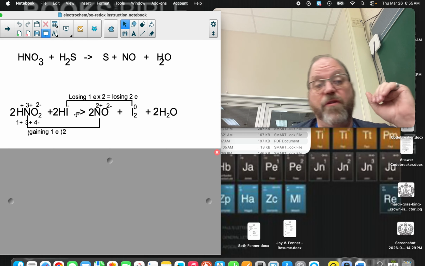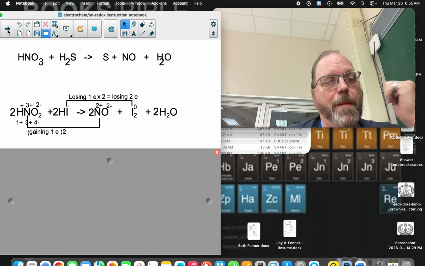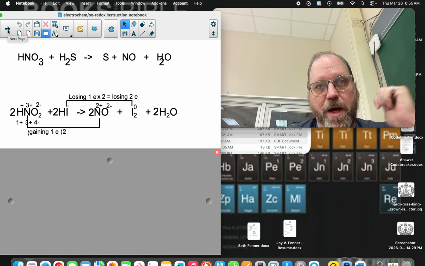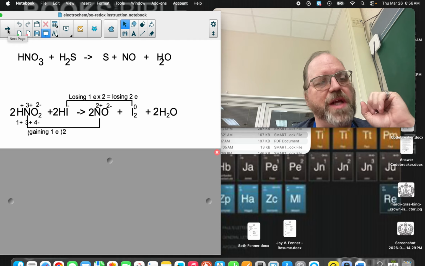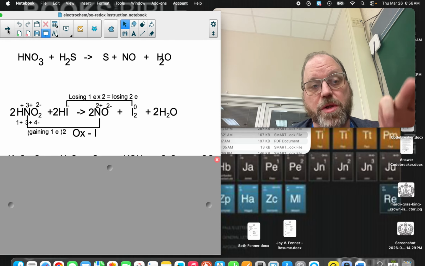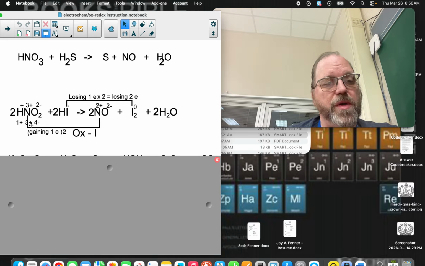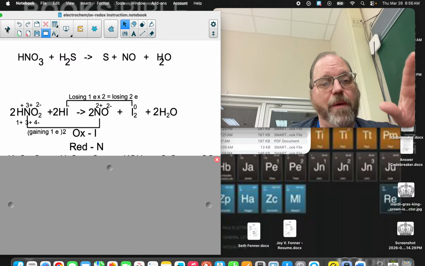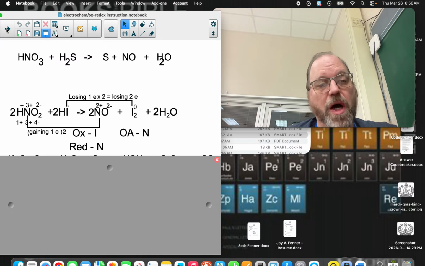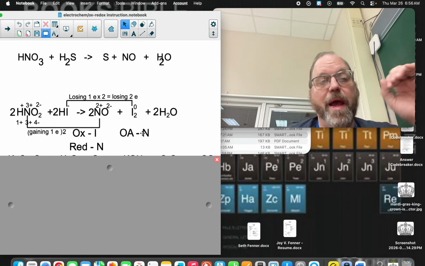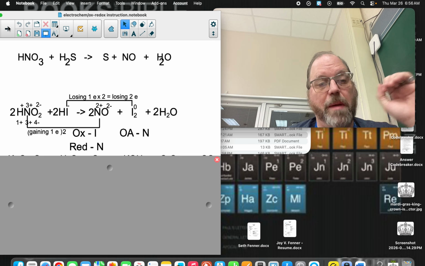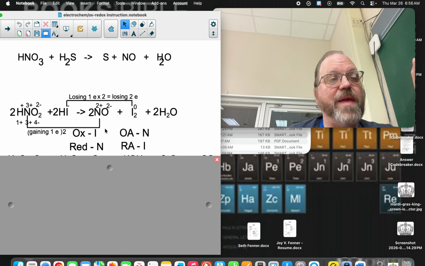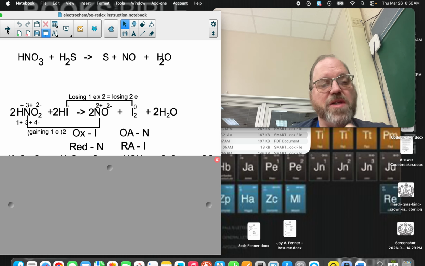Now last thing I want to do before we finish up is identify oxidation, reduction, oxidizing agent, reducing agent. So oxidizing agent, which one's losing? That would be iodine. Reducing agent, which one's gaining? That would be nitrogen. Which one's causing oxidation by being reduced? Which one's reduced? Nitrogen. And reducing agent was causing reduction by being oxidized. That would be up here. That would be iodine.